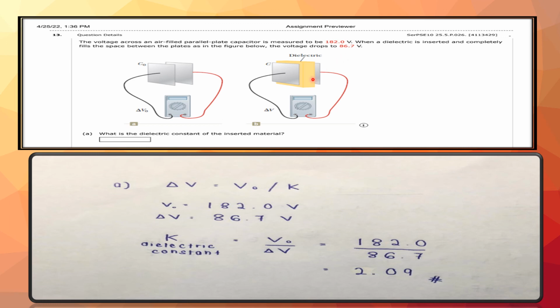We can relate it to the equation delta V equal to V naught over K. Okay, K here is the dielectric constant, which is the factor by which the capacitance increases. Okay, we substitute the values into the equation: V naught equal to 182 and delta V equal to 86.7. Okay, we calculate K and we got 2.09. Here we don't have a unit because K is a constant.